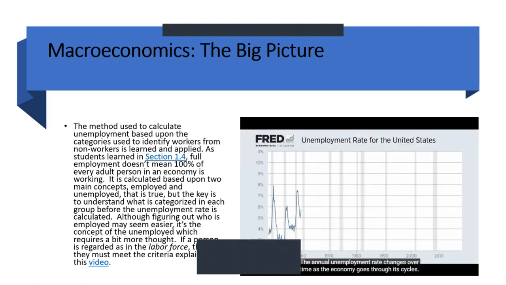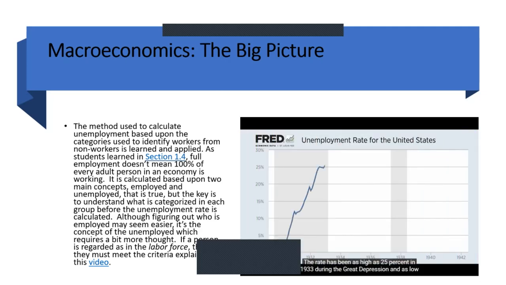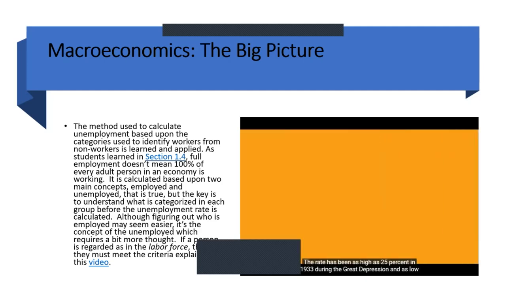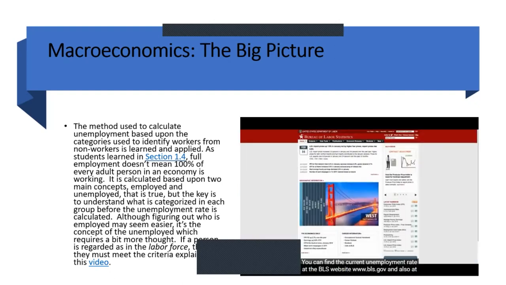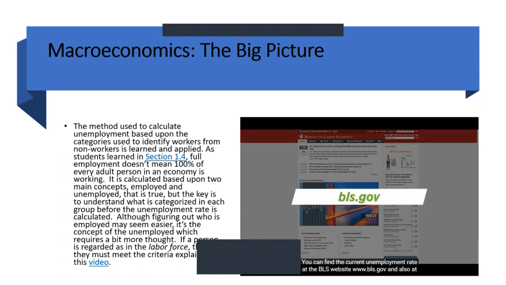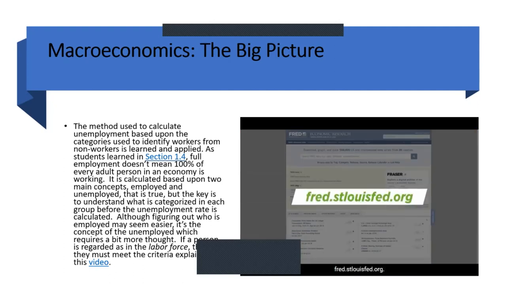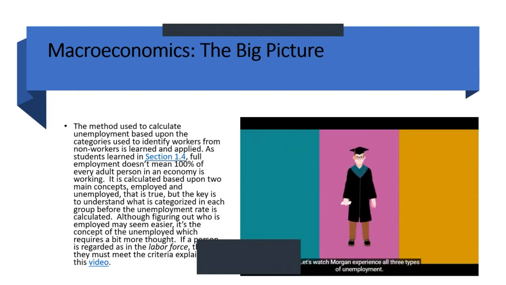The annual unemployment rate changes over time as the economy goes through its cycles. The rate has been as high as 25% in 1933 during the Great Depression, and as low as 2.5% in 1953. You can find the current unemployment rate at the BLS website, bls.gov, and also at fred.stlouisfed.org. Economists also divide unemployment into three categories. Let's watch Morgan experience all three types of unemployment.